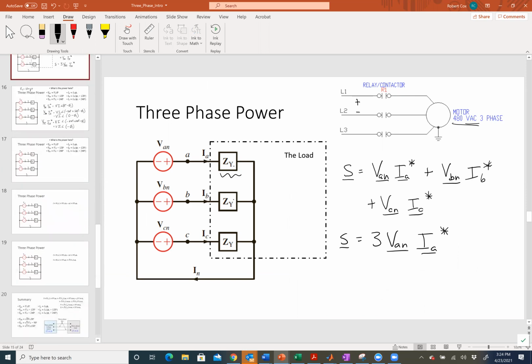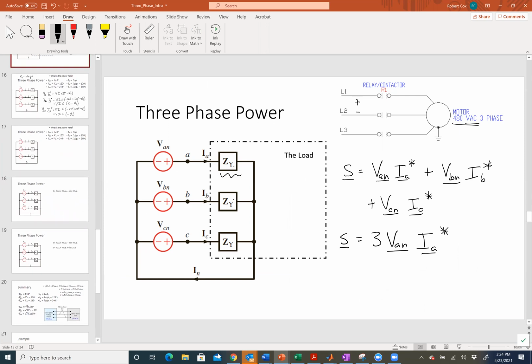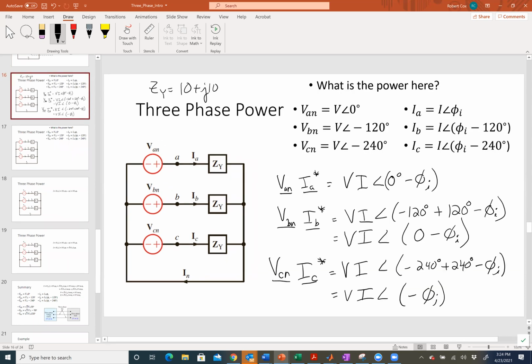Now, one thing about what I just did, in each of these cases I got 0 degrees minus phi sub I. In general, what do we say was the angle of the complex power? When we talk about single phase, the angle of the complex power is always the same as the angle of the impedance. Phi V minus phi I is the angle of the impedance. And that came from what relationship?